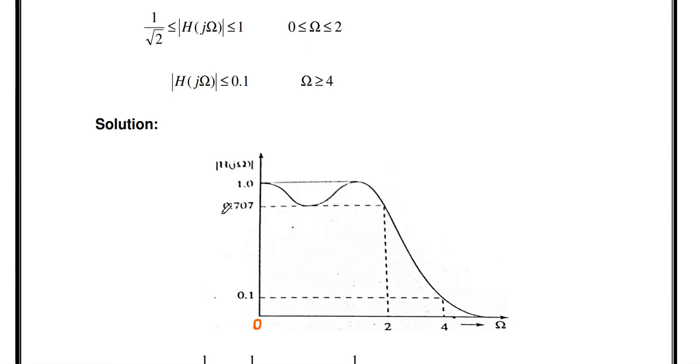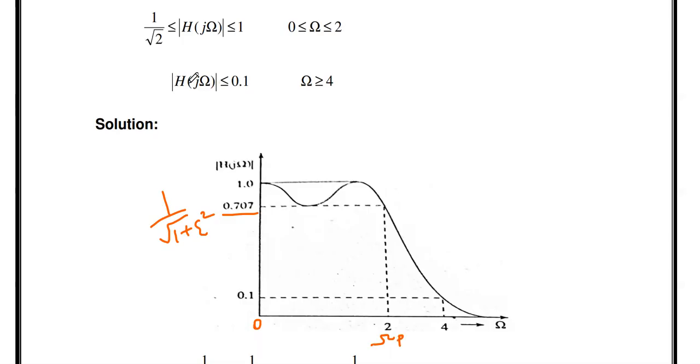This 1 by root 2 is 0.707. It is said to be 1 by square root of 1 plus epsilon squared. And this frequency 2 is the pass band frequency omega p.